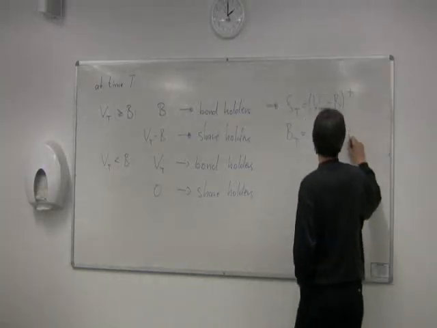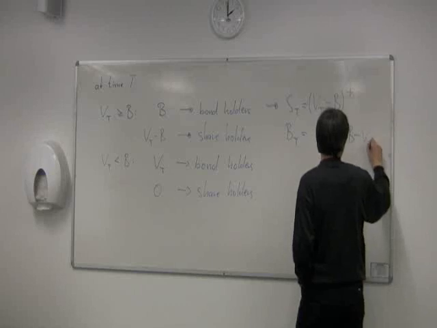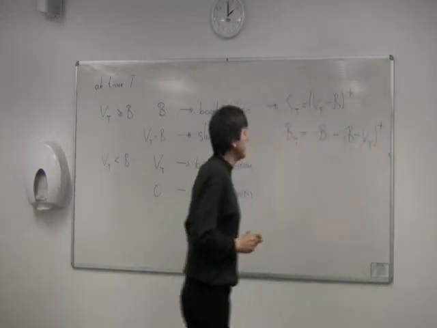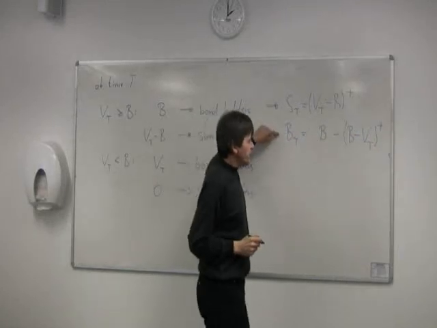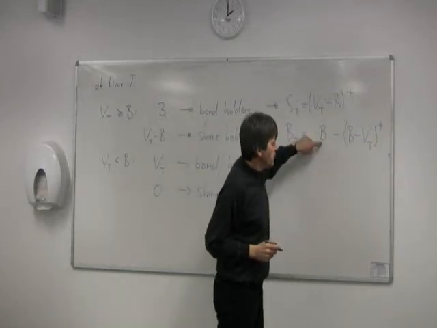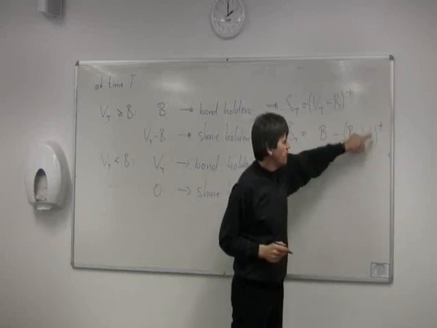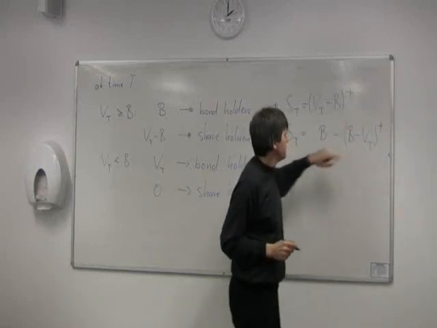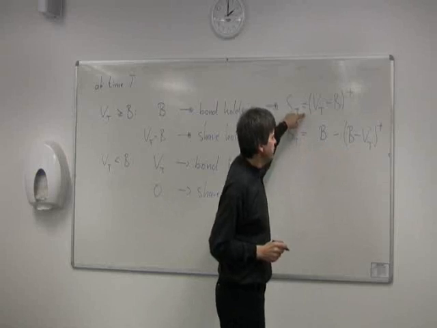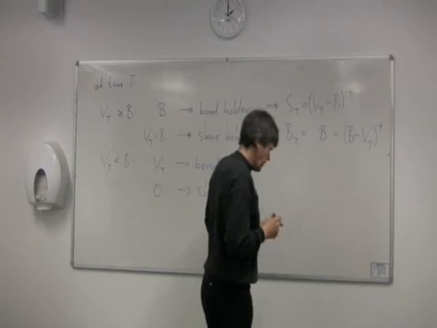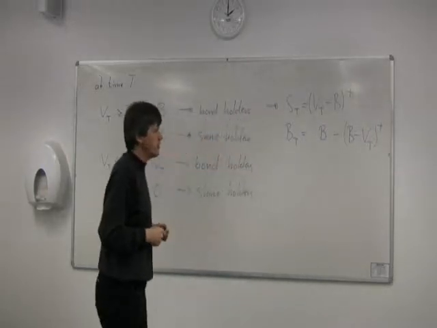So you see, the value of the bond at that time is the face value minus the value of a put option on the firm value with a strike of B. The value of the share at that time, or the payoff of the share at that time, is just a call option with a strike of B.